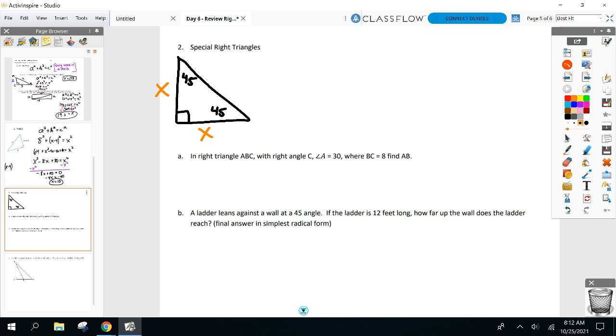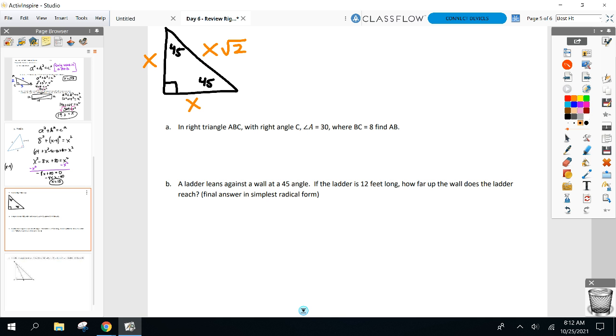Okay, now what about the hypotenuse in a 45-45-90? That's this side, so we take the side across from 45 and multiply it by the square root of 2. The sides across from the 45s are always the same. If you want to find the hypotenuse, you take that side and multiply it by the square root of 2. So can you go down to the letter B for me so we can apply this right now?